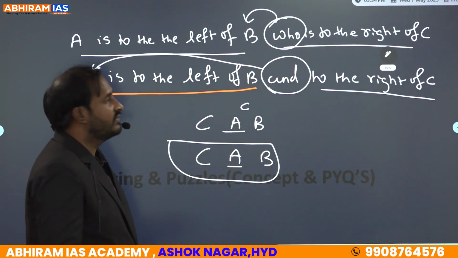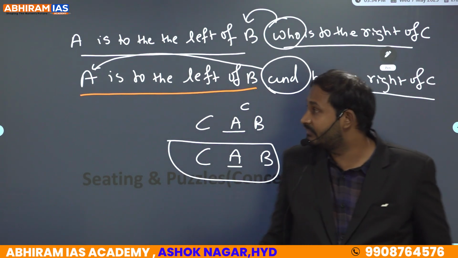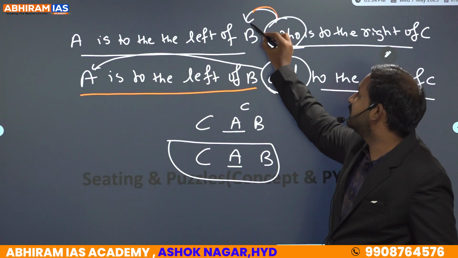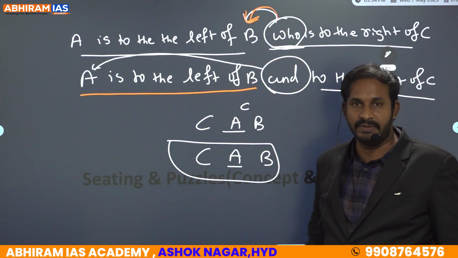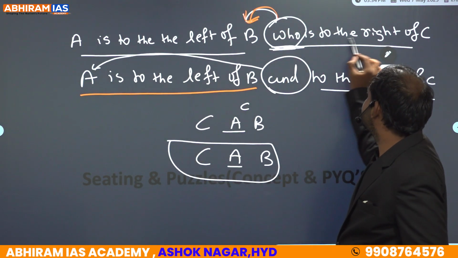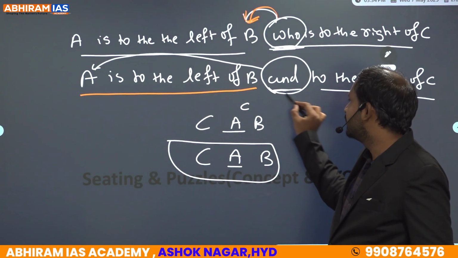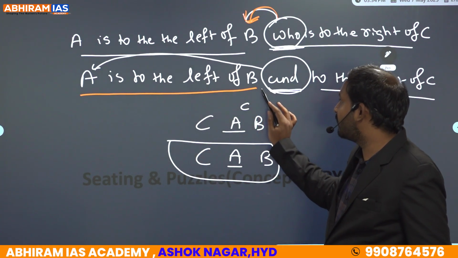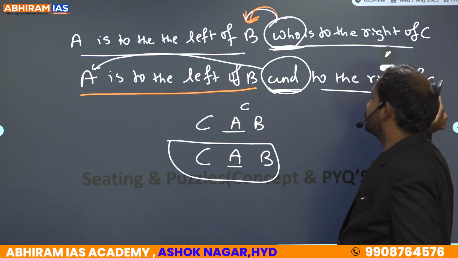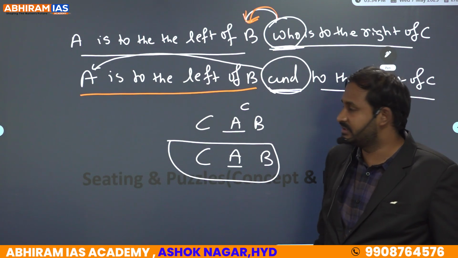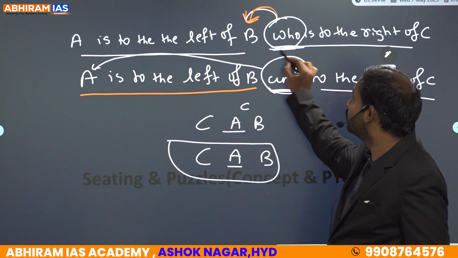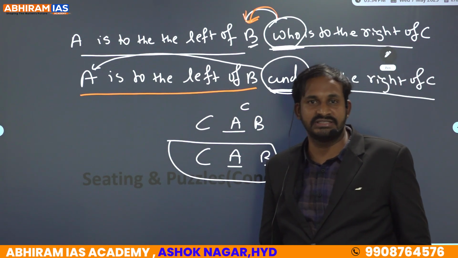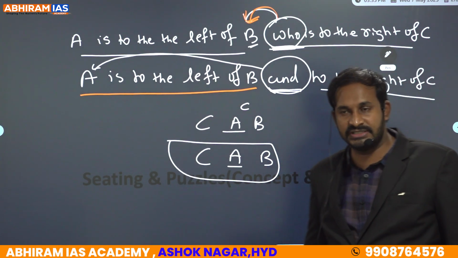See here students, if the 2 sentences are joined with a pronoun, who, then it is related to the second person B. That means here B is to the right of C. And is a conjunction. This is directly related to the first person. A is to the left of B and A is to the right of C. The meaning of that one is A is to the left of B, who means here B only, B is to the right of C. That is the understanding which we should have while solving the problems. This is the first thing.